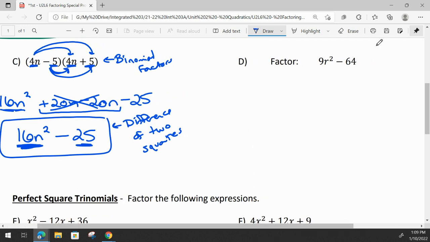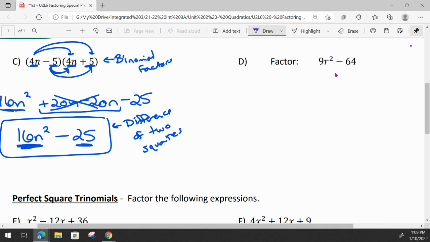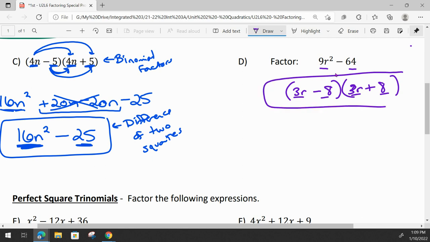So now here's another example that we're actually factoring. If you recognize that this is a perfect square minus another perfect square, it's going to factor into two binomials. The square root of 9r squared is 3r. The square root of 64 is 8. And your signs have to be different, either minus plus or plus minus. And that's it. So difference of squares, super easy, but easy to forget as well.